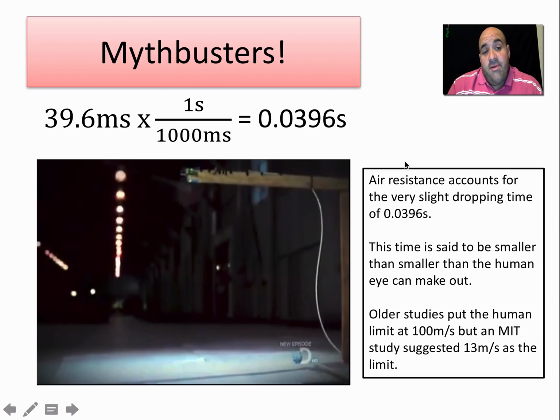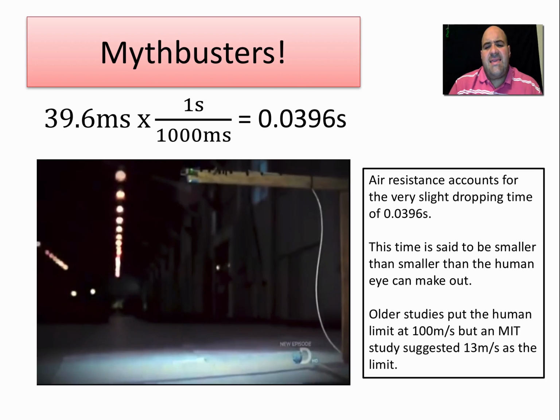So we see that 39.6 milliseconds, and that difference can be explained by measurement error or simply air resistance. The bullet that's fired has to travel through a lot more air, so there's going to be overall a greater effect of air resistance on it. So it gets there slightly slower.